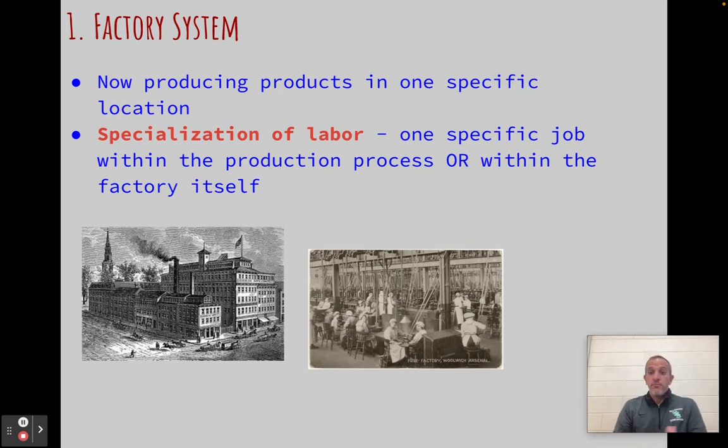Someone would pass the shirt down to them and they would stitch on the sleeve, and then they pass it to the next person, who might do a different piece of it. They might stitch on both sleeves. The next person might stitch on the zipper here. The person after might stitch on the bottom. Everybody has a different job. So instead of making the entire shirt by yourself, you do one thing.